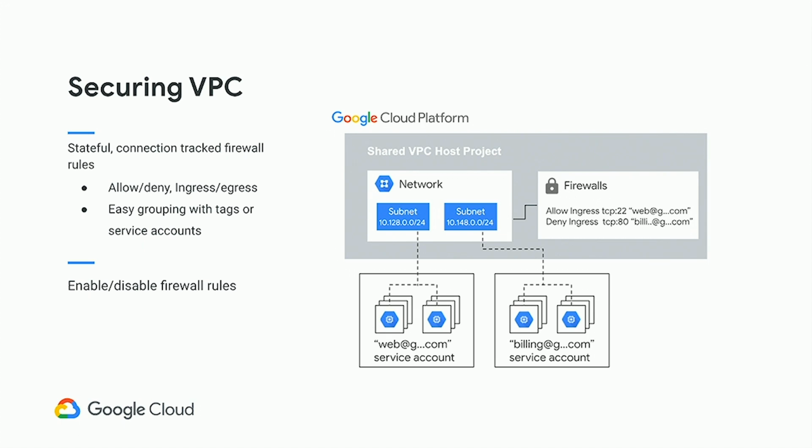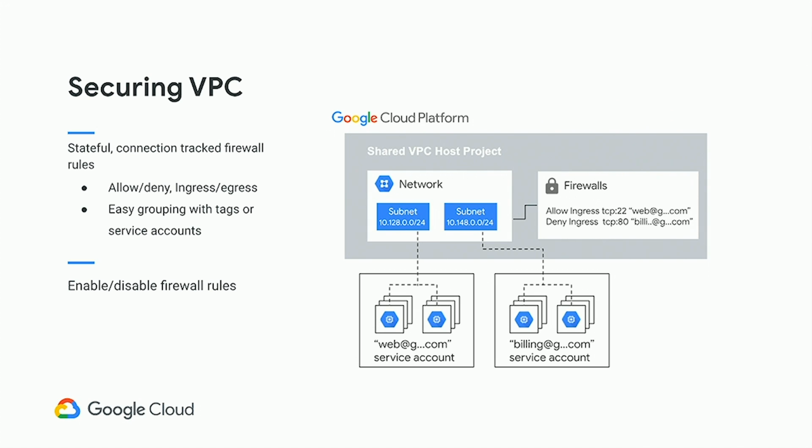In order to secure your VPC, you can use network layer firewall rules. Network layer firewall rules are stateful and connection tracked. Now you can create allow or deny firewall rules either in the ingress or the egress direction by specifying source IP ranges or destination IP ranges. You can also use tags or service accounts in order to easily group resources that you're applying firewall rules on.